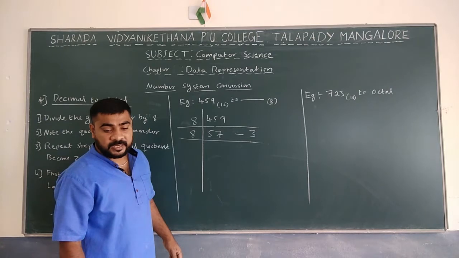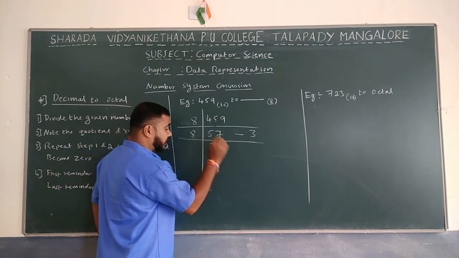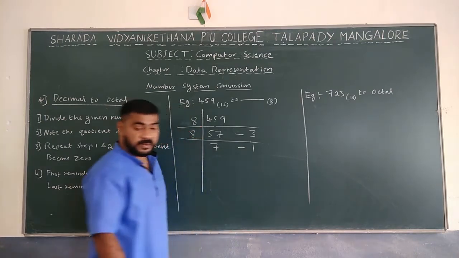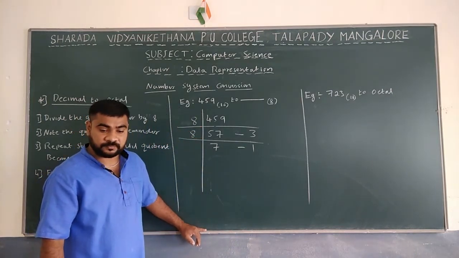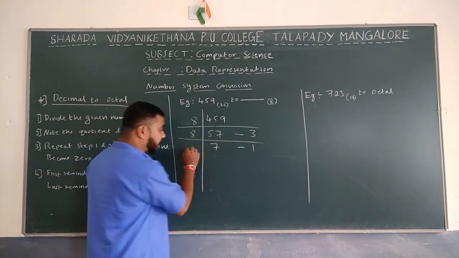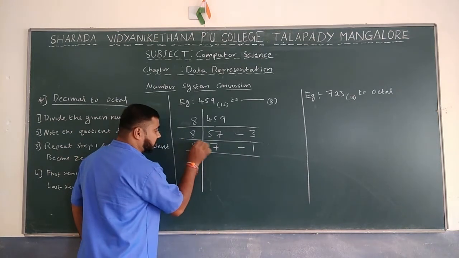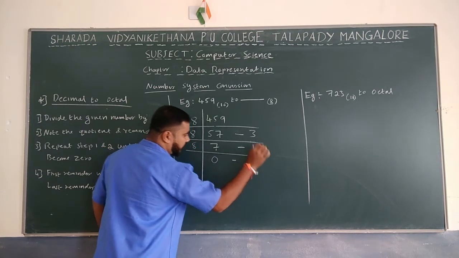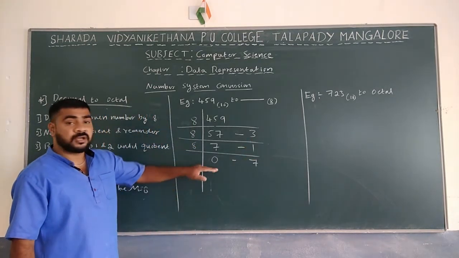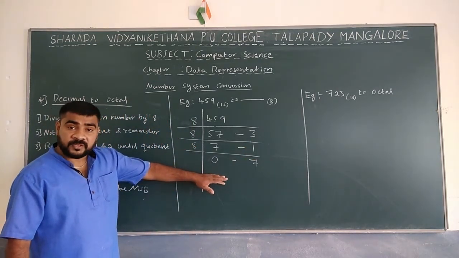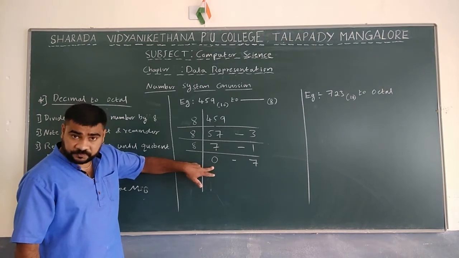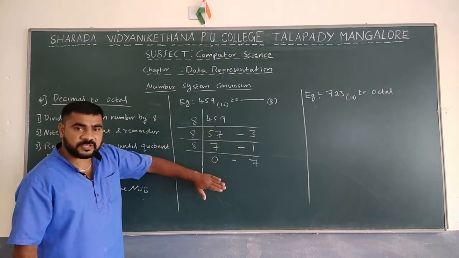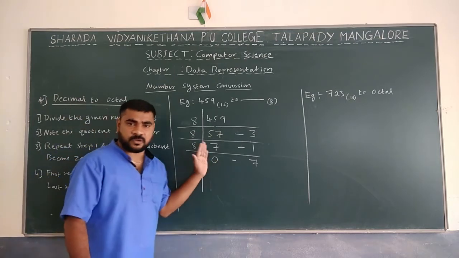The quotient will be 7 and the remainder will be 1. Then once again repeat the step. Divide by 8 because the quotient is not 0. Here the quotient will be 0 and the remainder will be 7. Whenever the quotient is 0, the division should be stopped.